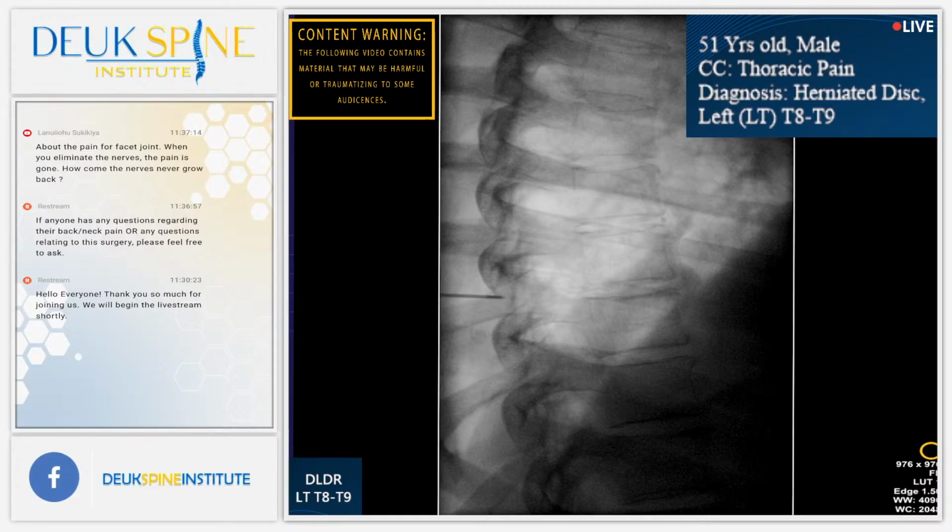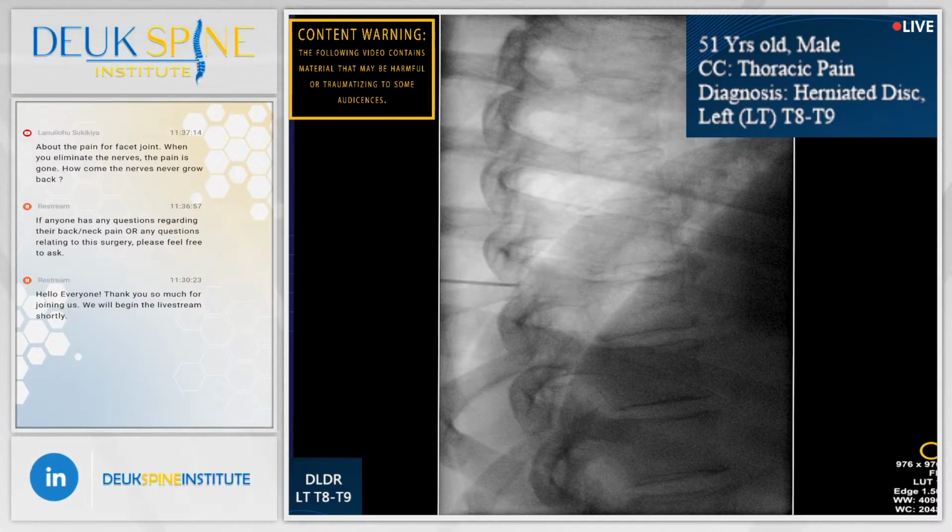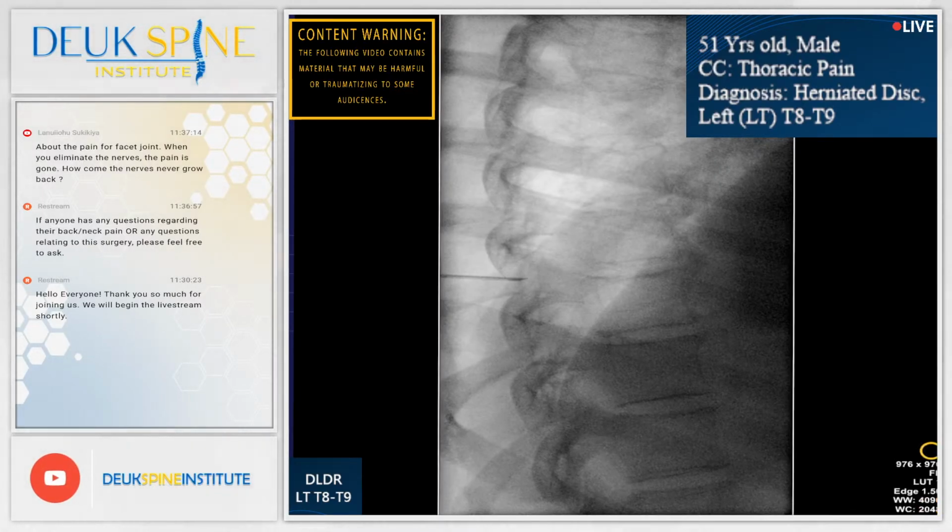It's not horrible. So folks, we're using the X-ray machine to navigate the needle to the back of the disc where the herniation is. That's what we're doing right now as we speak. And this is the hardest part of the entire surgery. Shot? Okay. Shot? Give me an AP.